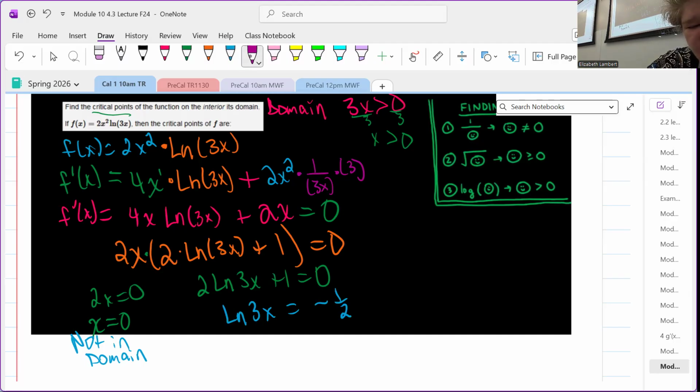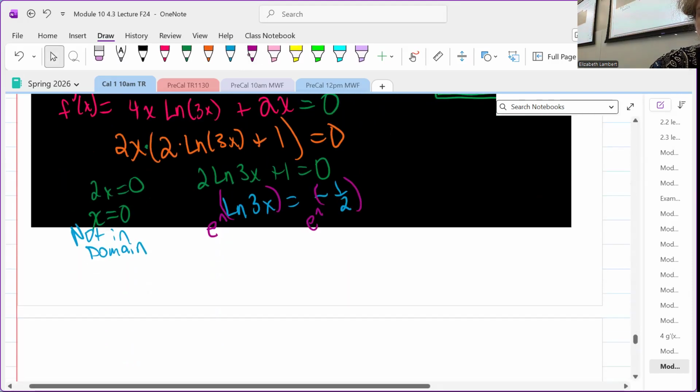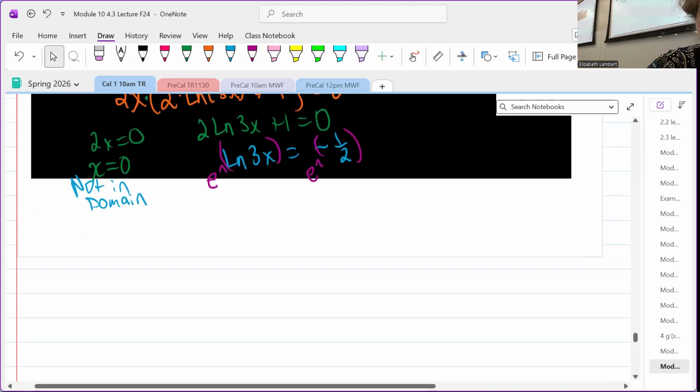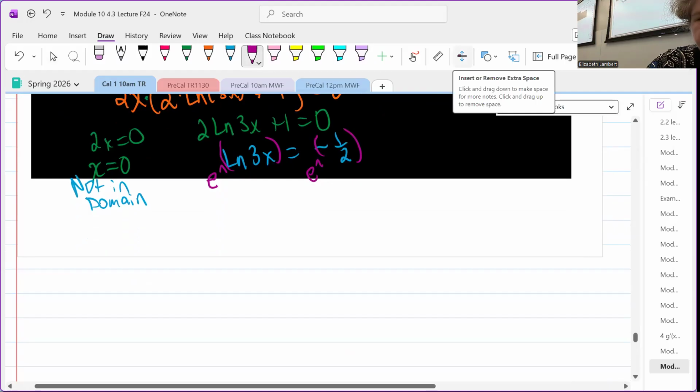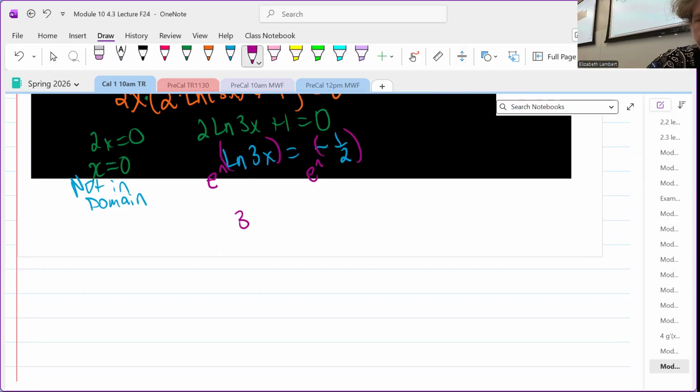Now we need to get rid of the natural log. So what undoes a natural log? Yep. So e as a base. So I'm going to say e to the left side and e to the right side. So the e to the natural log of something just gives us the something. And then this is e to the negative 1/2.